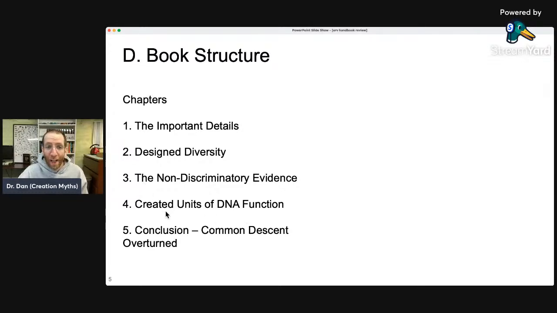Chapter 4 is the meaty chapter. It's like half the book. So this is where we get to created units of DNA function, the idea that herbs were created rather than inserted by viruses, and they have functions and they do things, and that's the evidence they were created. And then the conclusion, which is mercifully short, is called "Conclusion: Common Descent Overturned." And I'll talk about that on the flip side.